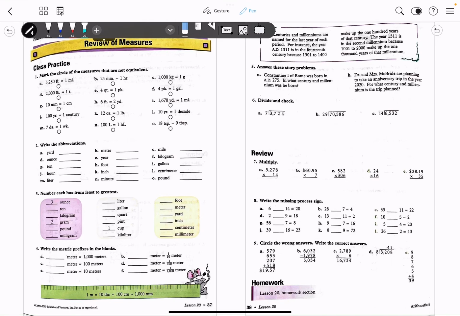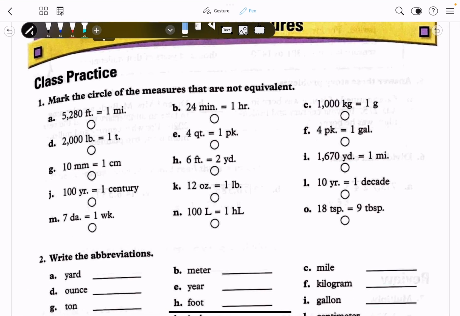Okay, today we are doing lesson 20, which is a review of measurements. Okay, so pause and go to page 37. Okay, so in part 1, you're going to mark all of the circles of ones that are not true. Ones that are not true.